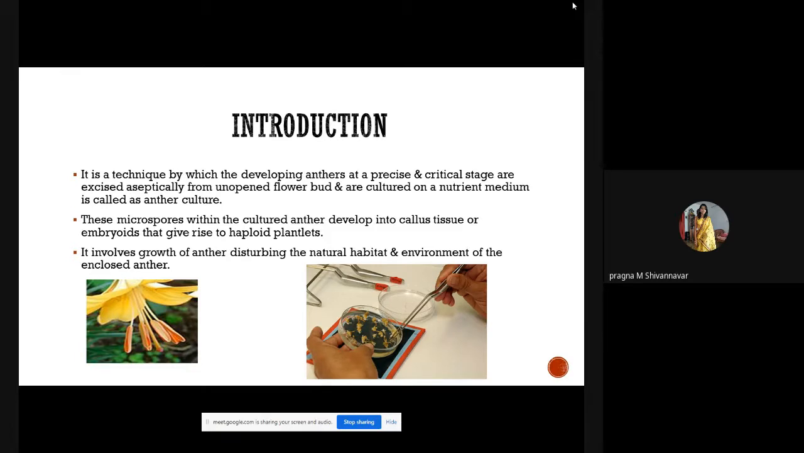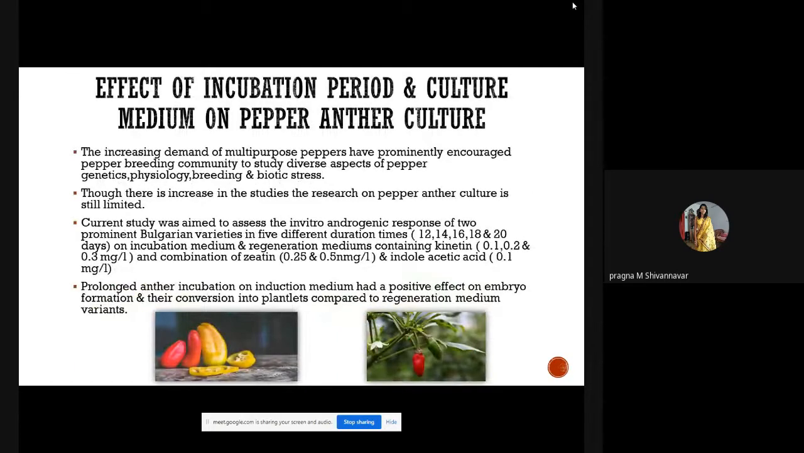This technique involves growth of the anther, disturbing its natural habitat and environment of the enclosed anther. The title of the paper that I have chosen is The Effect of Incubation Period and Culture Medium on Pepper Anther Culture. The pepper meaning the bell pepper, the scientific name of pepper is Capsicum annuum. This paper was written by Stanislava Grozeva and Anmol N. Nankar. It was accepted in the year 2019.